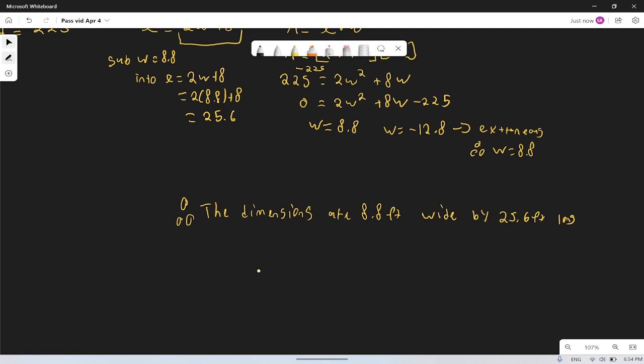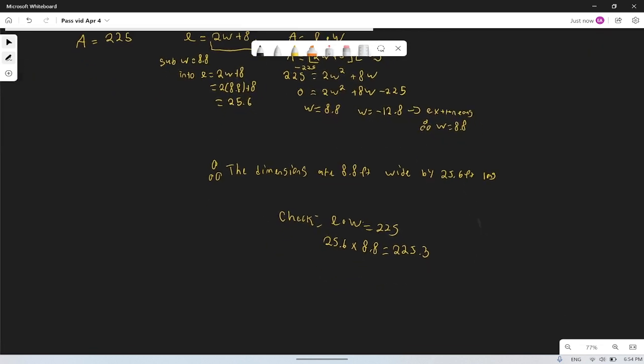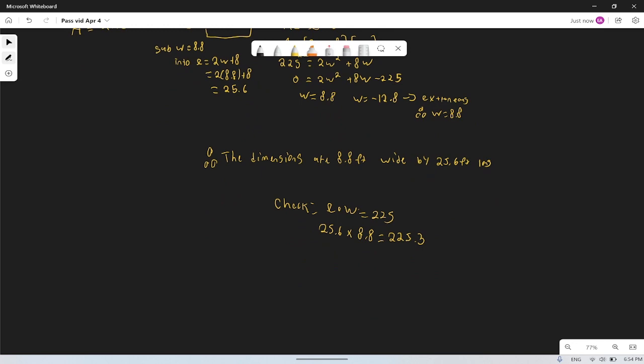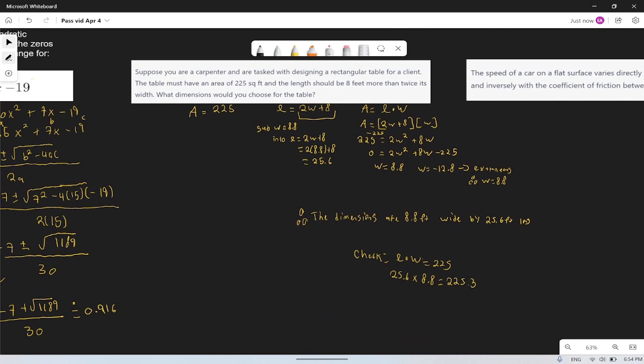And something we can do to check our answers. These two measurements have to equal 225, so we could just do a quick check. This isn't required, but it's not a bad idea. So the length times width should equal 225. So 25.6 times 8.8 equals 225.3, which is pretty close. It's less than 1% off, and that's just because we rounded at some stages. So that's how you do one of these quadratic word problems.